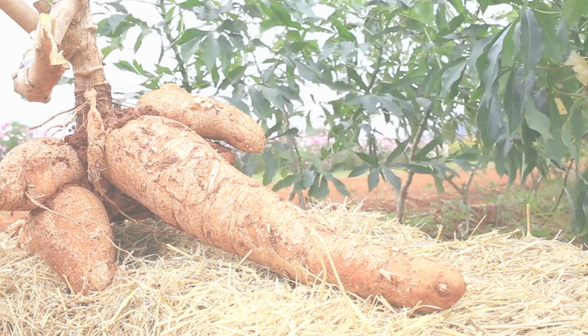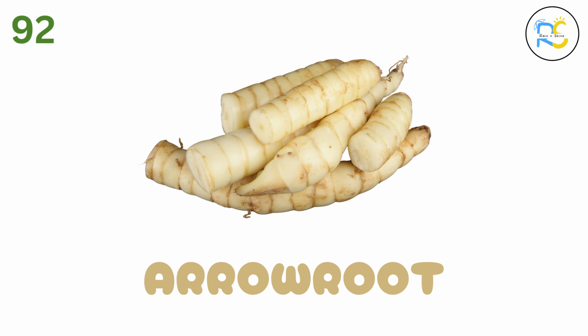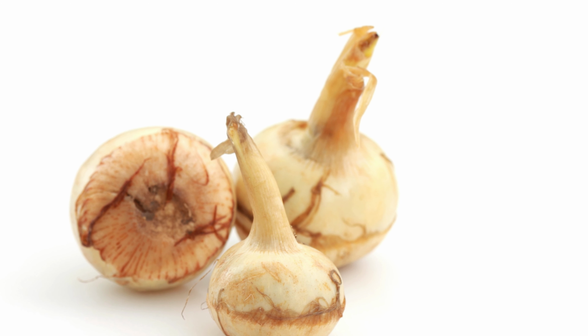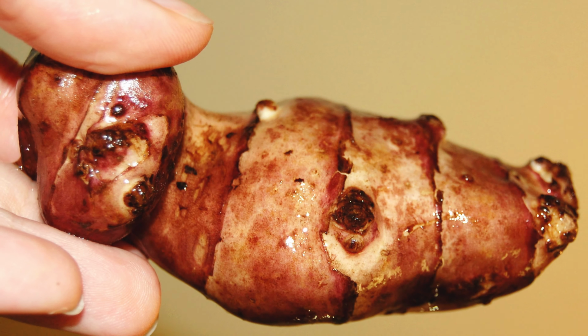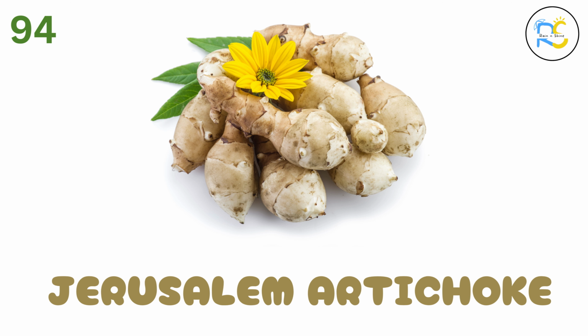This is yam. Cassava, C-A-S-S-A-V-A, cassava. This is cassava. Arrowroot, A-R-R-O-W-R-O-O-T, arrowroot. This is arrowroot. Sunchoke, S-U-N-C-H-O-K-E, sunchoke. This is sunchoke. Jerusalem artichoke, J-E-R-U-S-A-L-E-M-A-R-T-I-C-H-O-K-E, Jerusalem artichoke.